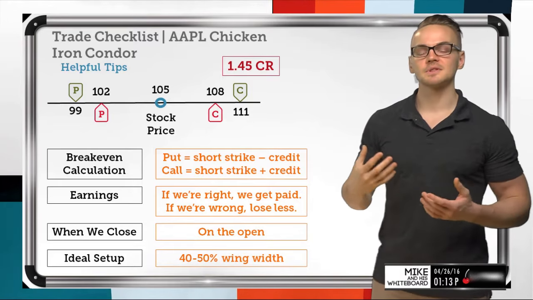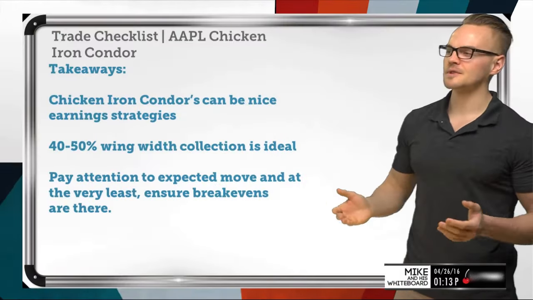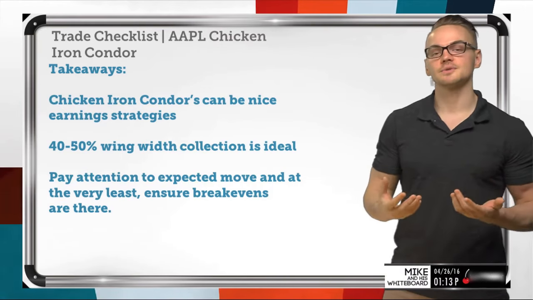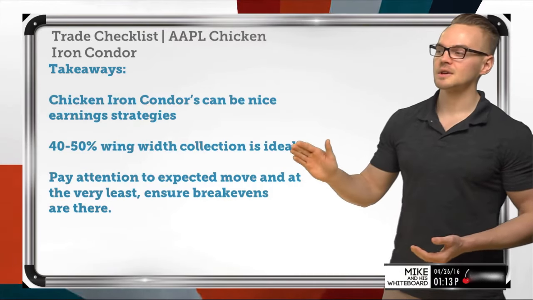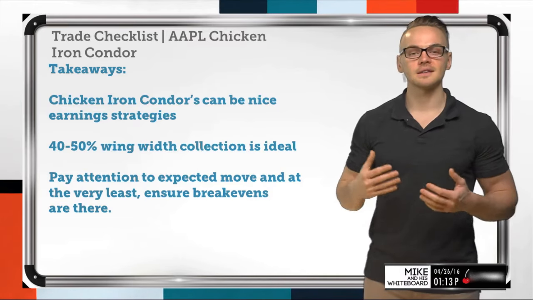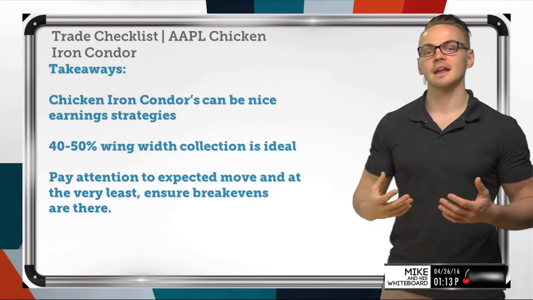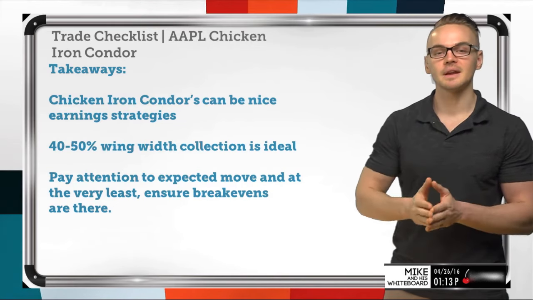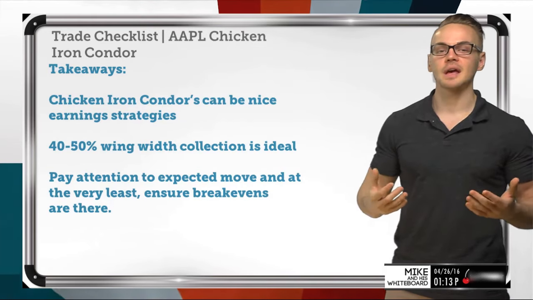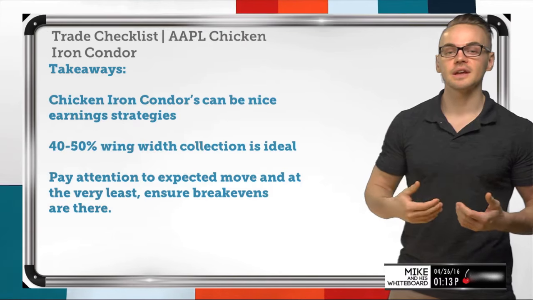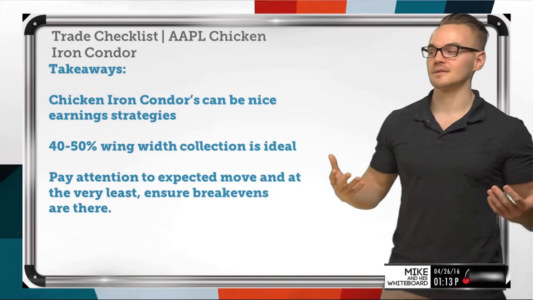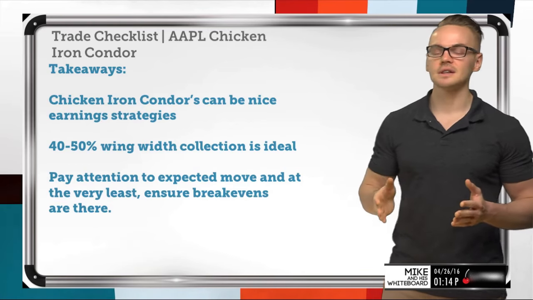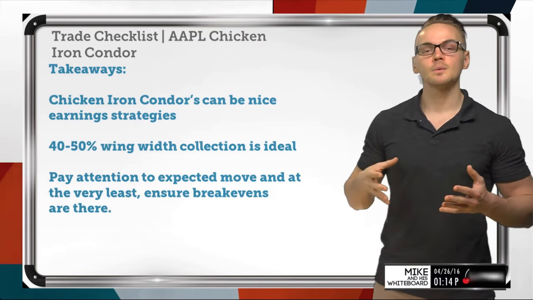So let's wrap this up with some takeaways for you. The very first takeaway is that iron condors can be nice earnings strategies for those reasons that I just listed. We are looking to collect a lot more than a standard iron condor because we want to get paid more if we're correct in that non-movement, and if we're wrong, we're going to be okay because we collected more initially, which offsets our losses at the end of the day. And lastly, pay attention to that expected move, and at the very least, ensure that the break-evens will cover that.